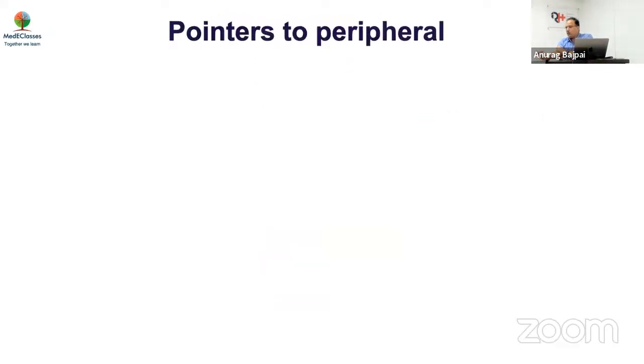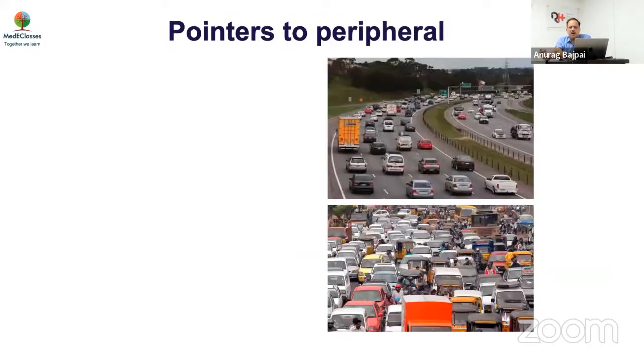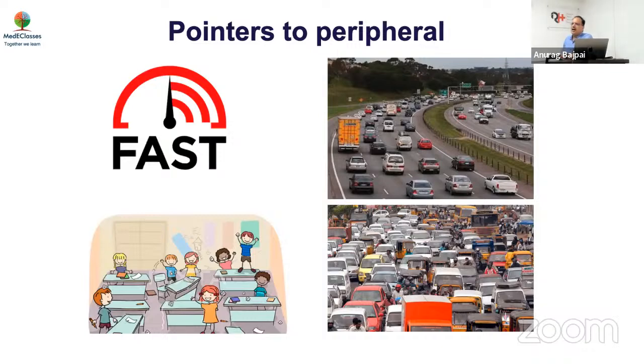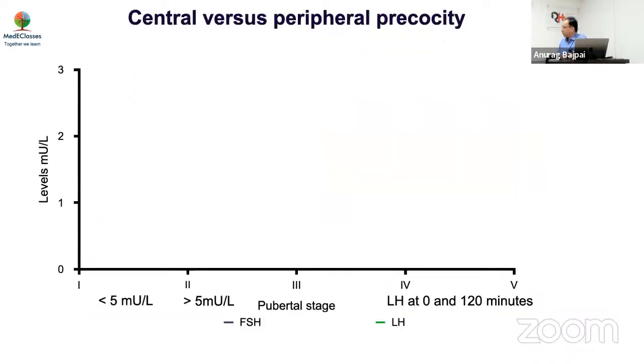Now, when should you think of a peripheral precocious puberty? So basically, if you have a very simple traffic as it's going like this, it's a concordant pattern, it's more likely to be a central precocious puberty. But if you're traveling somewhere in Kanpur or something where you find such a bizarre sort of traffic and everybody is going here and there, you think it's more like a peripheral. It's like an organized chaos. That's what peripheral precocious puberty is. So it's a fast and discordant pattern of peripheral precocious puberty.